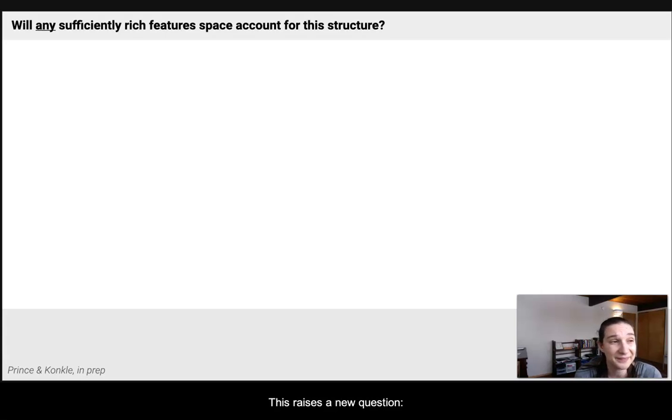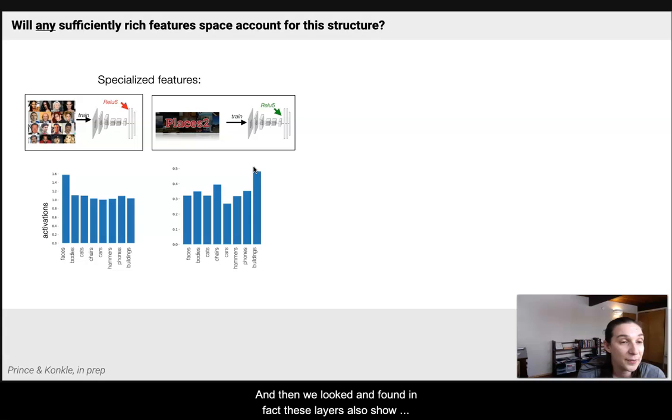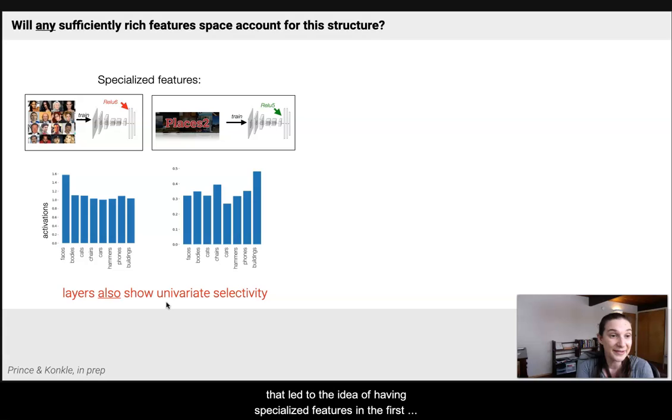This raises a new question. Will any sufficiently rich feature space be able to account for this structure? So to explore this idea, we trained two more models, one on faces to do face recognition, and one on scenes to do scene categorization. And then we found that, in fact, these layers also show a selective response. So this univariate selectivity was actually one of the things that led to the idea of having specialized features in the first place, but it turns out this signature doesn't distinguish between these alternatives.